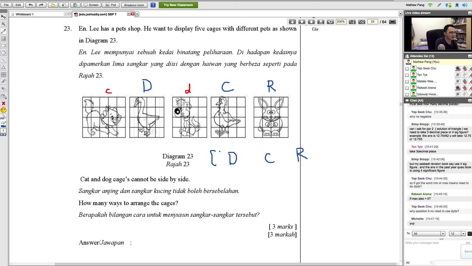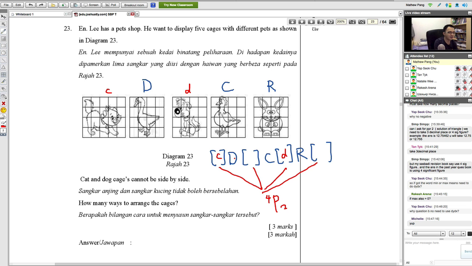So cat and dog must be somewhere in between here, because they cannot be side by side. So I will assume they will be somewhere in between to fill in the C or D. It can be C here and D here, or C in any other place or D in any other place. So I have 1, 2, 3, 4 places for me to fill in cat and dog. Cat and dog is 2, right? So this one I will call 4P2.